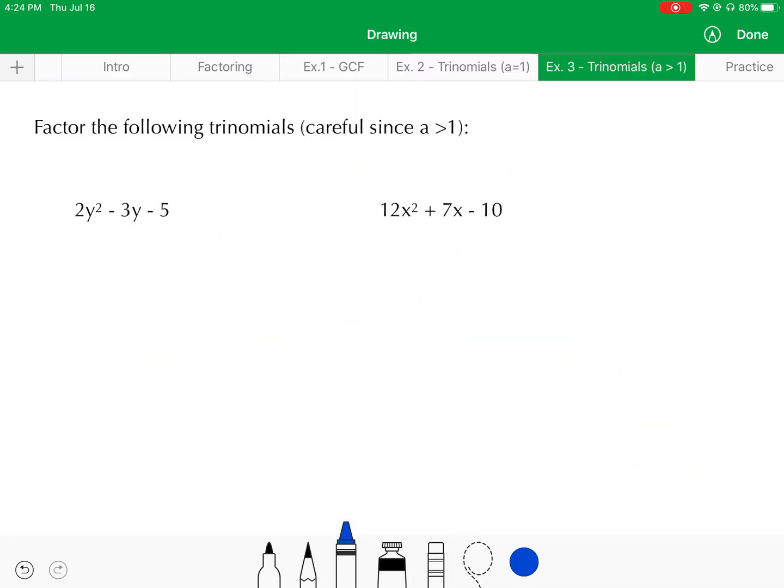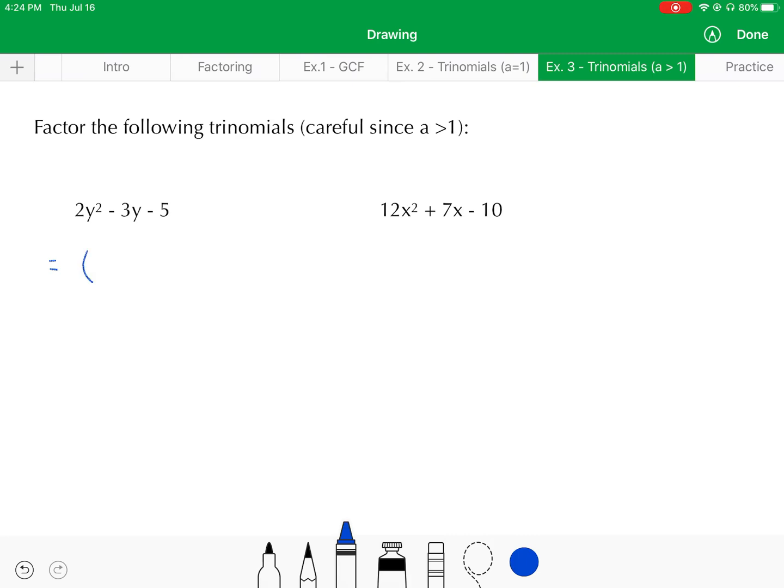All right, our third set of examples, really the only thing that changes here is now my a value is going to be something other than 1 on the coefficient of the squared term, okay? Which really, that's just going to make for the possibility of more trials, but the overall approach really doesn't change from the last set of examples, okay? So 2y squared minus 3y minus 5.